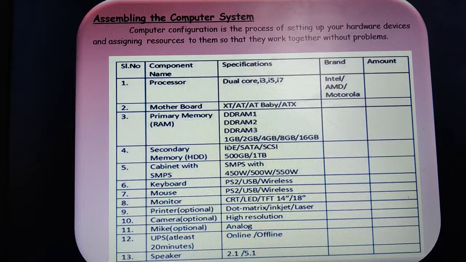Usually these DDR RAMs come in capacities of 1 GB, 2 GB, 3, 4 GB, 8 GB and 16 GB, in terms of the random access memory slots we are getting. Then we have the secondary storage devices like your hard disk drive. Okay, that is a hard disk drive.